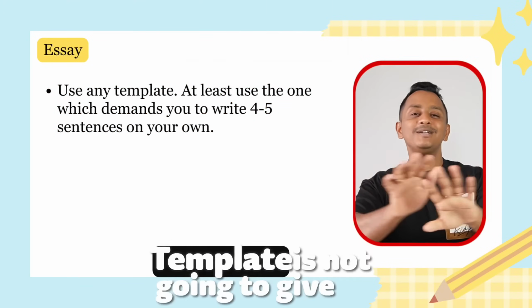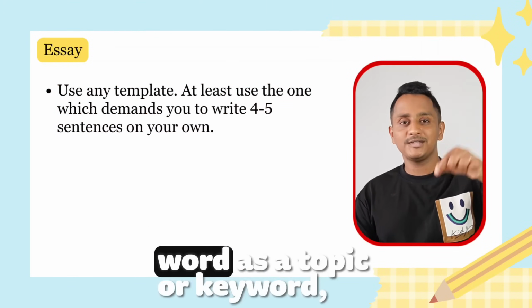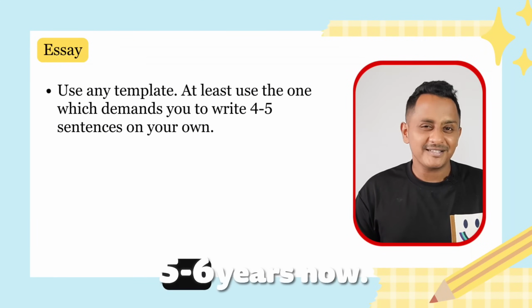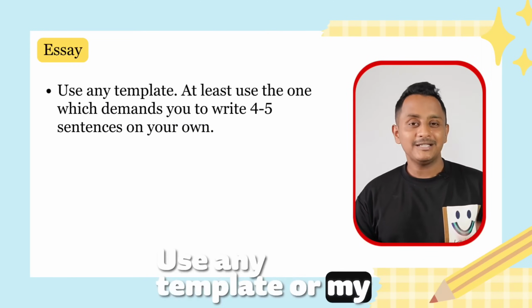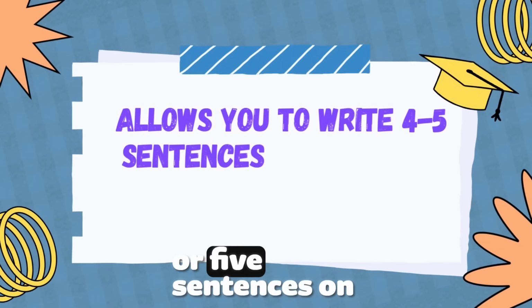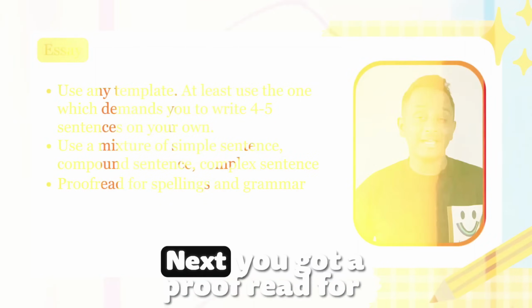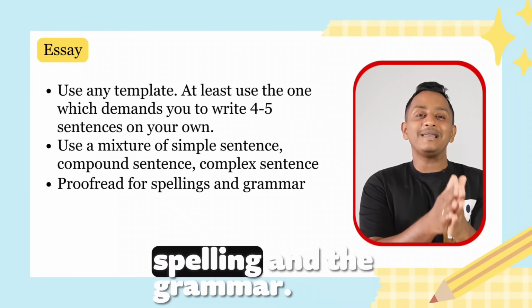The next is essay writing. Use any template. Template is not going to give you scores. But avoid using such templates wherein you put one word as a topic or keyword, comma, keyword, comma, keyword. This I've been telling since probably 5-6 years. Now people have started to listen. Use any template or my template which allows you to write 4 or 5 sentences on your own with a mixture of simple, compound and complex sentences. Next, you got to proofread for spelling and the grammar, because what matters primarily is your spelling and the grammar.